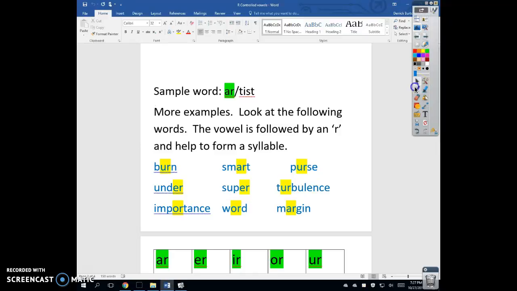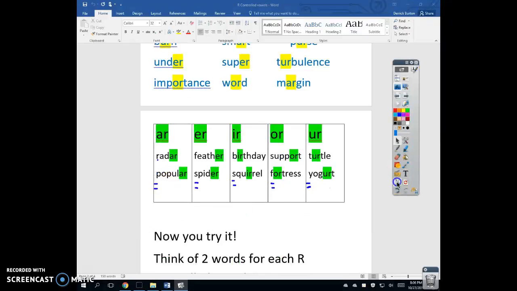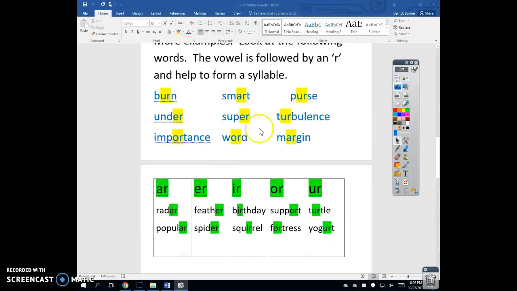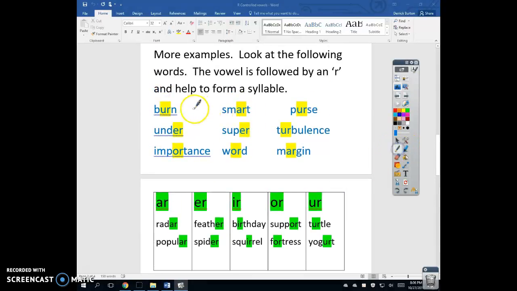So, like on the word burn, how many parts are in the word burn? 1. And because we know that there is only one vowel sound in the word burn, we know that there should be how many syllables? 1. So again, when you hear a new vowel sound, you should be making a new syllable.